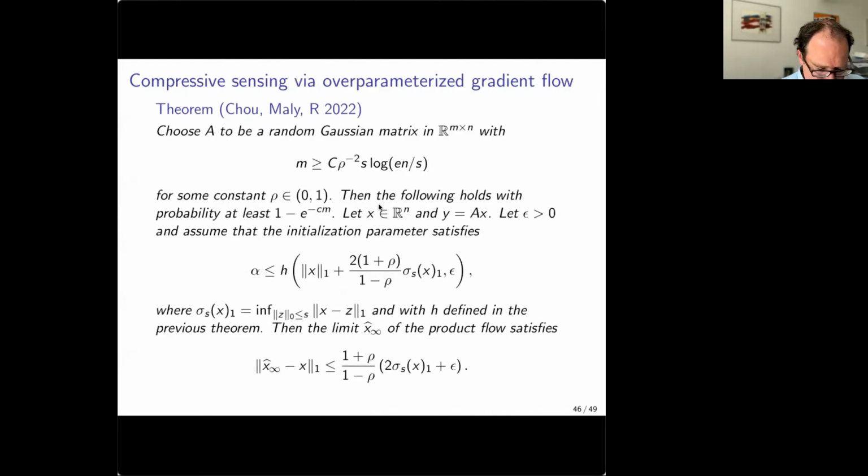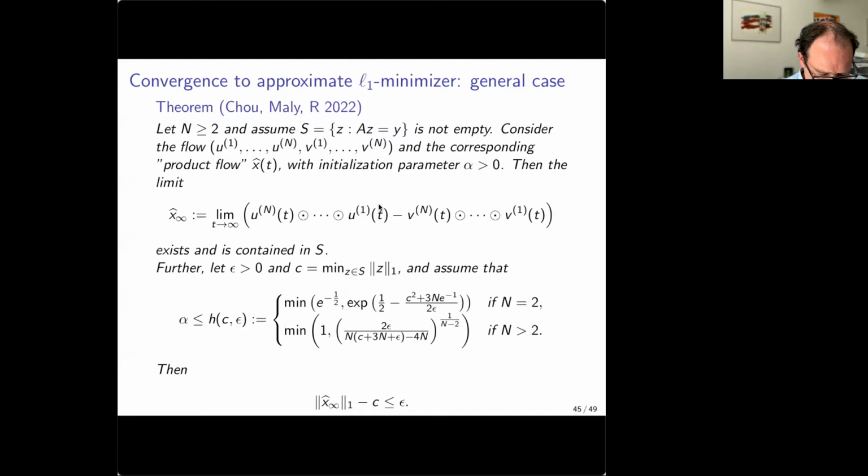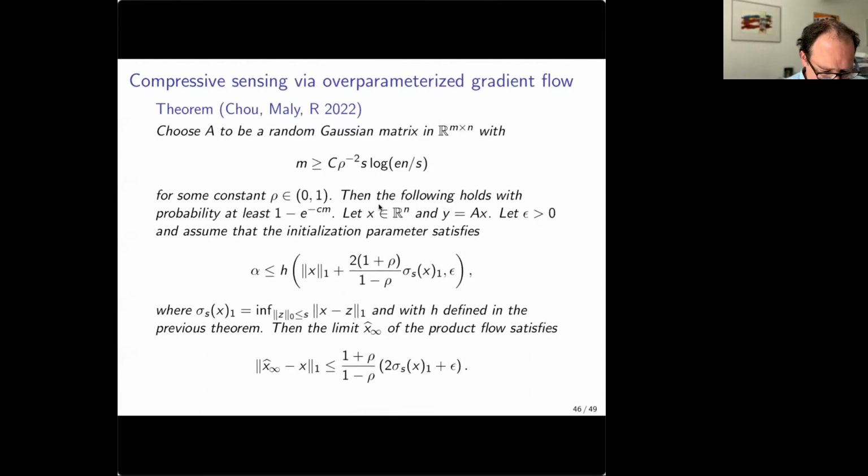And now we can connect this to results known from compressive sensing. For instance, we can choose A as a Gaussian matrix. So just as an example, if we have this number of measurements and if alpha is actually small enough, then we get, and this is the error of best S-term approximation, that the difference of the actual x and the limit of this gradient flow can be bounded in this way. So if we have actually a sparse vector, then this term cancels and we just get an error of essentially epsilon.